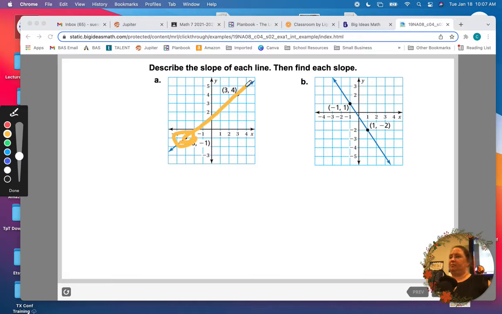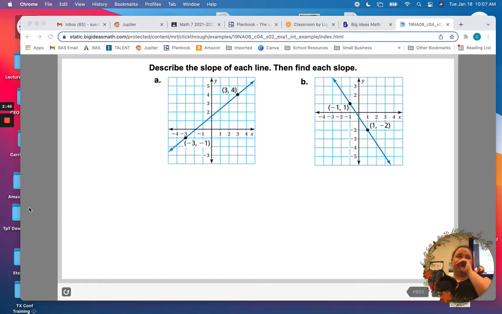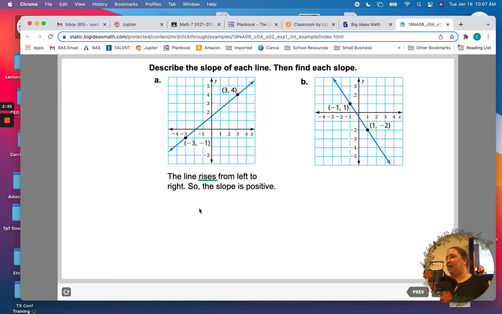Okay? From left to right. So this means it's what kind of, is it increasing or decreasing? Increasing. So to describe this line, this slope, you would say it rises from left to right. Okay? So it is a positive slope because it's increasing.